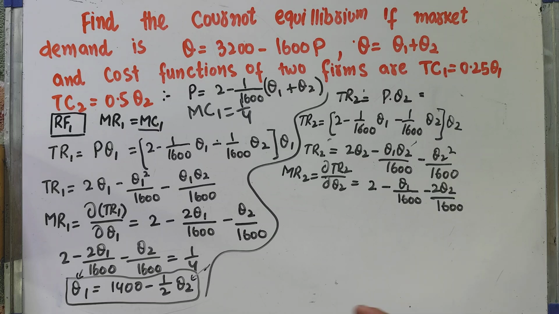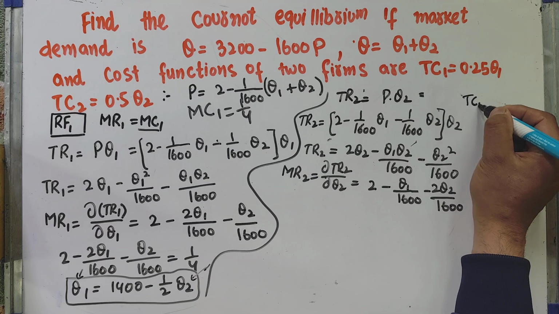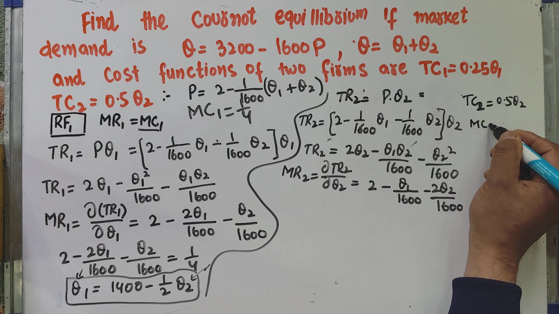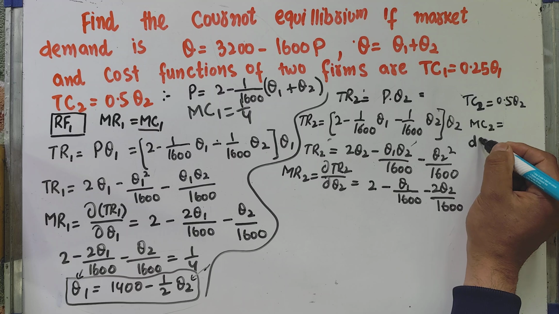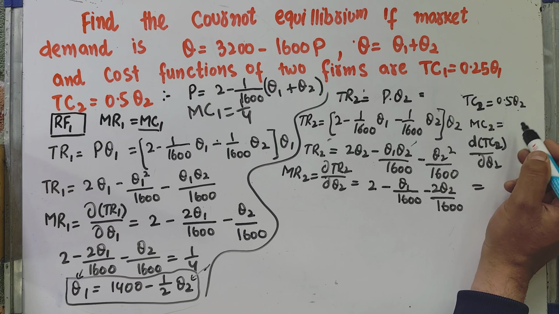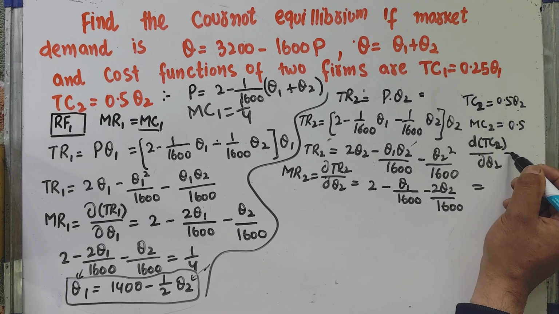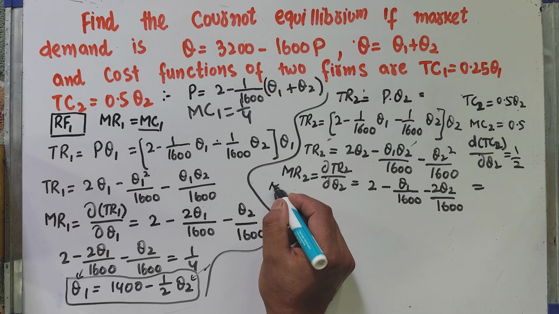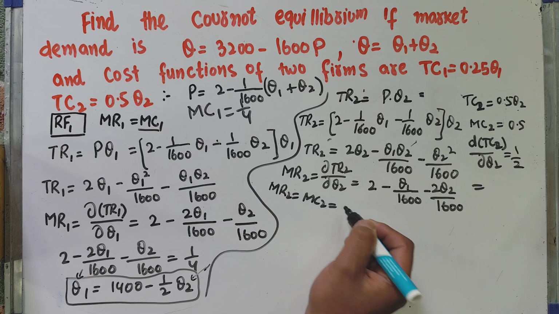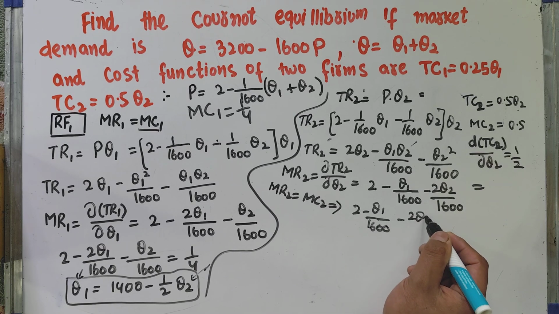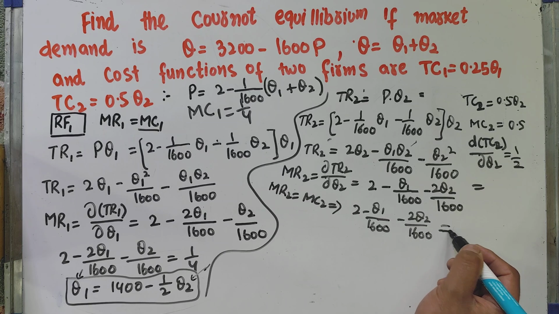Now we need to find out the marginal cost of firm 2. Since total cost of firm 2 is equal to 0.5 Q2, marginal cost will be its derivative, that is the derivative of total cost of firm 2 with respect to Q2. Derivative of Q2 is 1, we are left with 0.5, so we can write it as 1 upon 2. So equating marginal revenue of firm 2 with the marginal cost of firm 2, we get 2 minus Q1 upon 1600 minus twice Q2 divided by 1600 should be equal to 1 upon 2.